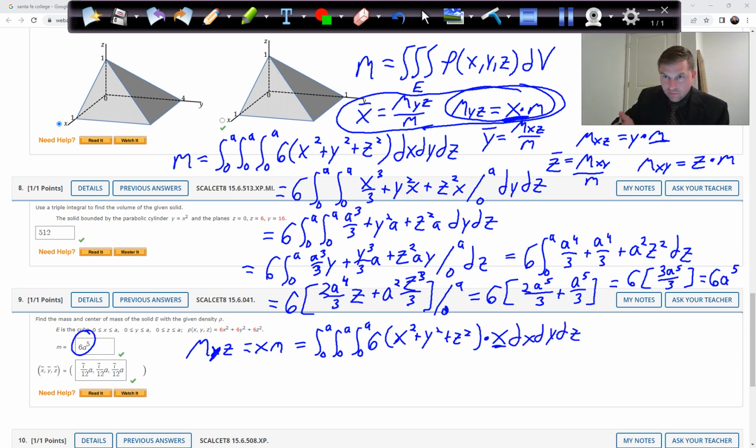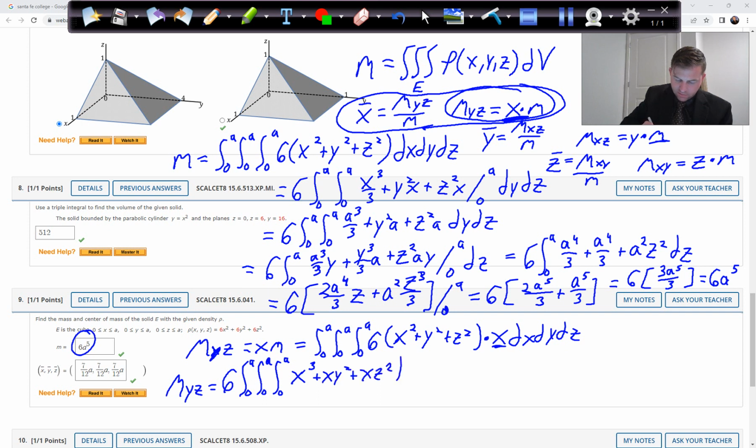Now that is going to create a little bit of a different situation. So we're going to have the 6 come out, 0 to a, 0 to a, 0 to a, but now it's x to the third plus xy squared plus xz squared.